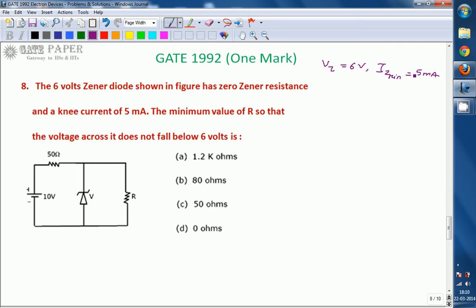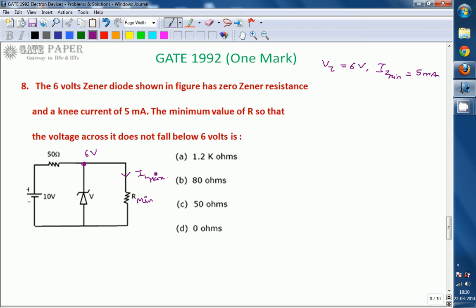So now we are going to calculate the minimum value of RL. We are going with minimum R, but the voltage across it is 6 volts, as the Zener diode maintains a constant voltage of 6 volts. Whenever R is minimum, the current flowing through R will be maximum. So this is IL maximum.